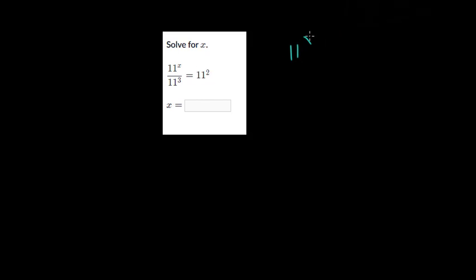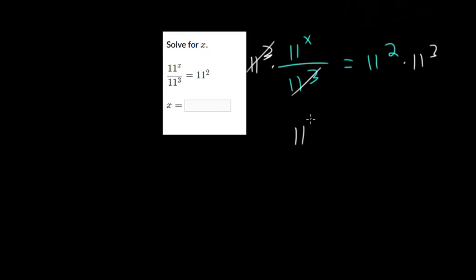We have 11 to the x up top and 11 cubed down below. There are a couple of different ways you can approach a problem like this. You might want to just multiply each side by 11 to the 3rd so that you can isolate this term with the x in it. In fact, that's probably the easiest way to do this. So I'm going to multiply both sides by this denominator, 11 to the 3rd here. That way, on the left side, they'll cancel out, and on the right side, I'll be able to simplify this.